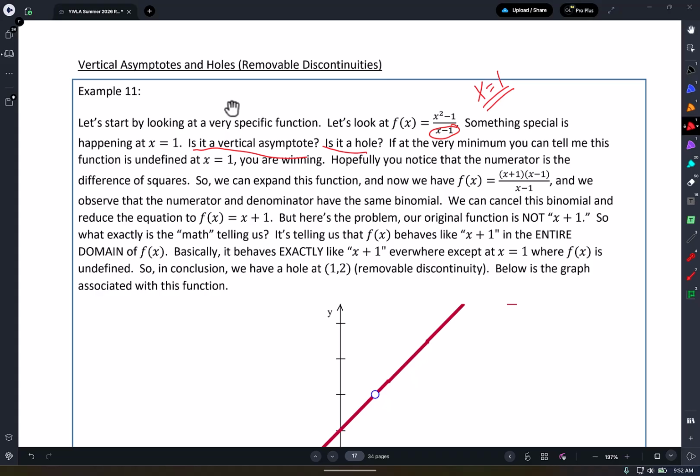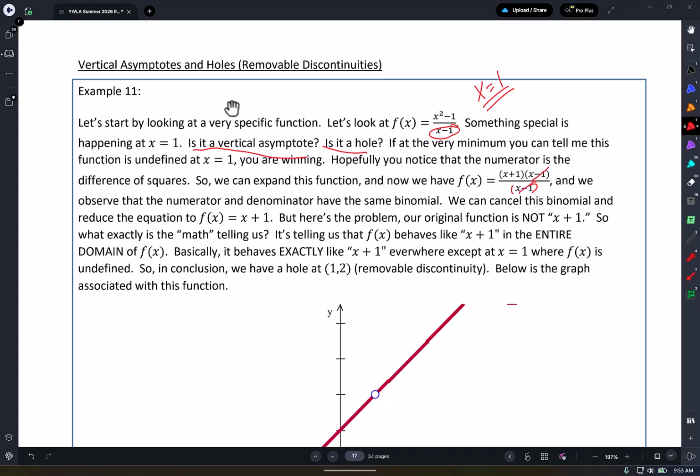So let's see this example. Well, I wrote this example. Let's see if I do a good job explaining, and then I'll go ahead and give you guys more detail. Hopefully you notice that the numerator is a difference of squares, so we can factor this function, and now we have f of x equals x plus 1 times x minus 1 over x minus 1. And we observe that the numerator and denominator have the same binomial. The numerator has x plus 1, x minus 1. Binomial just means two terms. So I have an x minus 1 in the numerator, and I have an x minus 1 in the denominator. So I have the same factor. We can cancel this binomial and reduce the equation to f of x equals x plus 1. That's because I can cancel these factors out like that, see?